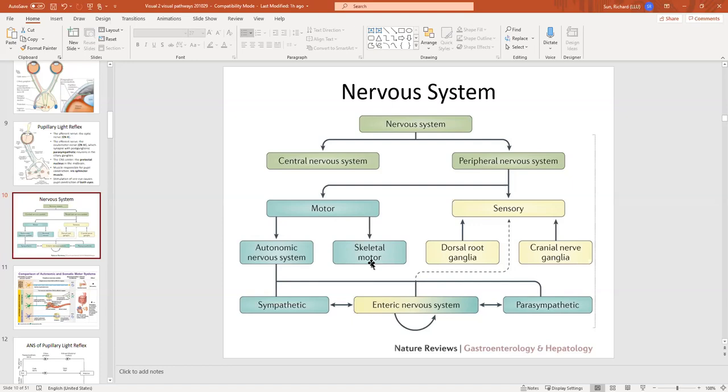Another group is involuntary. That's muscle contraction that is not controlled by our intention, and that is the autonomic nervous system. The smooth muscle and the cardiomyocytes are controlled by the autonomic nervous system. In the autonomic nervous system, we have two branches, sympathetic and parasympathetic, and these two work on controlling the smooth muscle and the cardiomyocytes. That's something we should know.